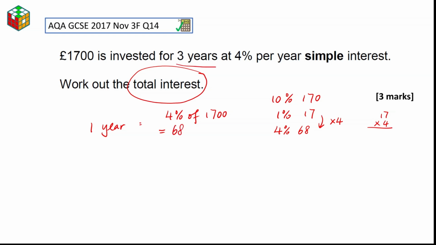Then they put there for 3 years. So the total for 3 years will be 68 times 3, which is 204. And that's all they need. They ask for the interest, and that is the interest over the 3 years at 4%.